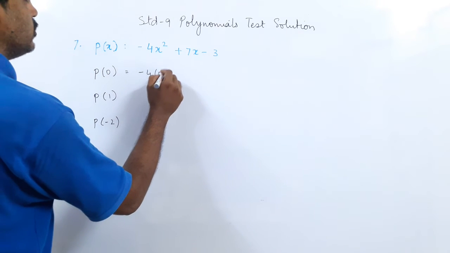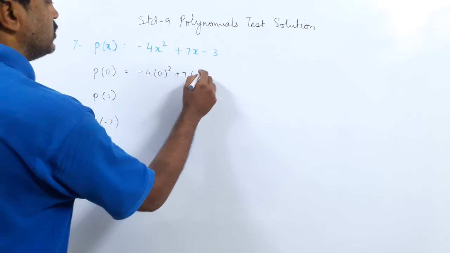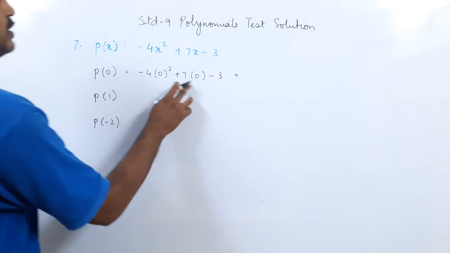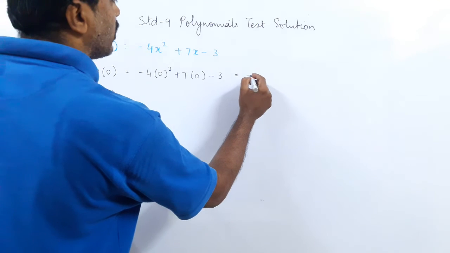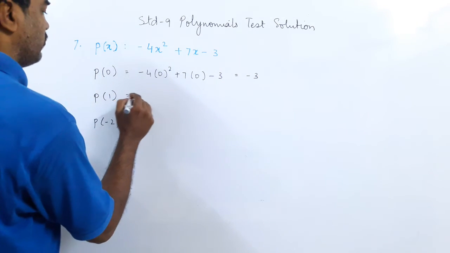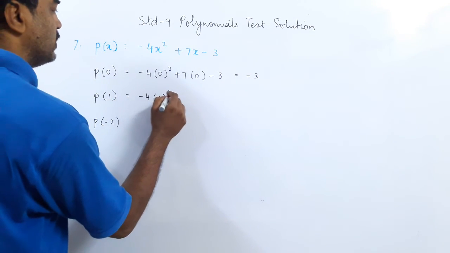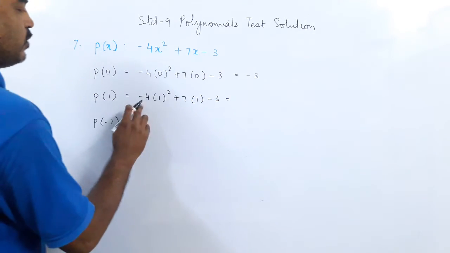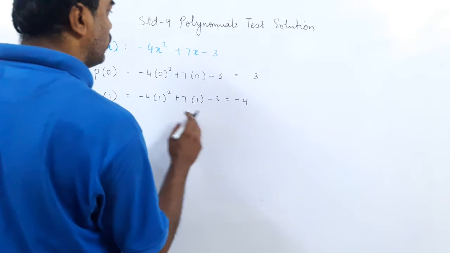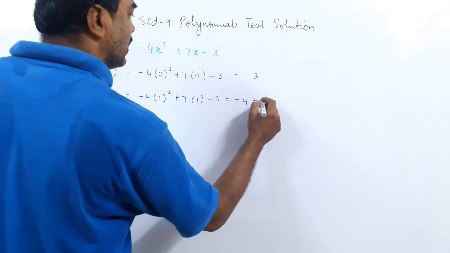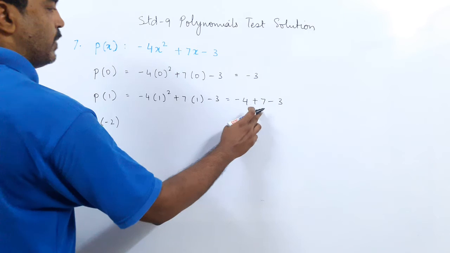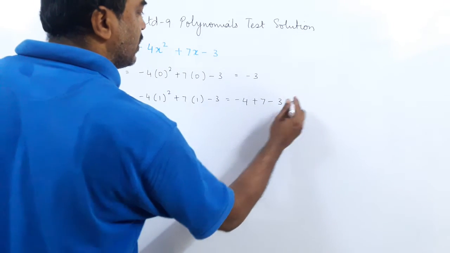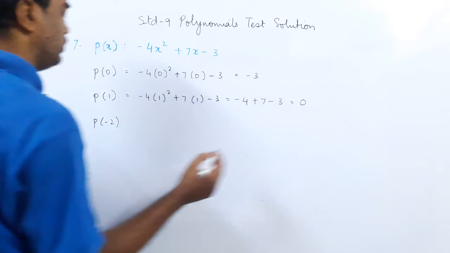So 4 into 0 square plus 7 into 0 minus 3. So 0 square is 0. Anything into 0 is 0. 7 into 0 is 0. So what remains? Minus 3. For p of 1, we'll put 1 square plus 7 into 1 minus 3. 1 square is 1 into 4 is 4, minus 4 plus 7 minus 3. Minus 4 plus 7 is 3, 3 minus 3 equal to 0.